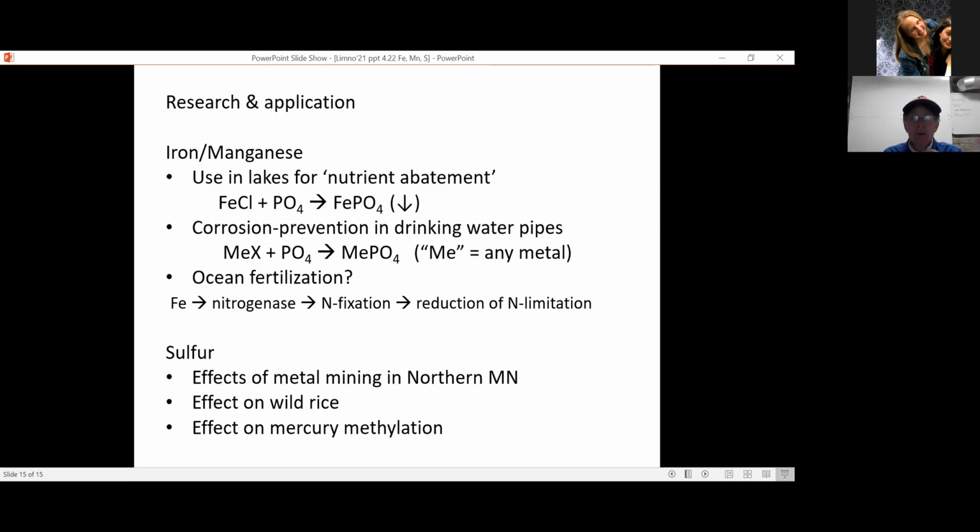Iron and manganese are used for what's known as nutrient abatement. They do this in St. Paul water treatment. They do it in lakes. It's a pretty common technique. If you add ferric chloride to water, it will dissolve. Chloride is very water soluble, right? So it will dissolve. The iron will bind to any phosphorus that's in the water, forming iron phosphate, which precipitates out, sediments out.